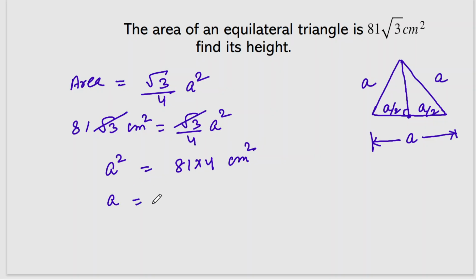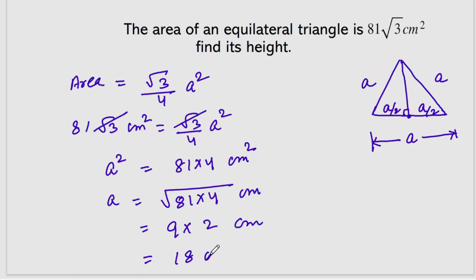So a will be the square root of 81 into 4. Sorry, centimeter square, you can write it as a centimeter outside. Now 81 can be written as 9 into 9 and 4 can be written as 2 into 2. So this can be written as 9 into 2. The final answer is that I have found the length of the side of the triangle, that is 18 centimeter. Now they have asked me to find the height.